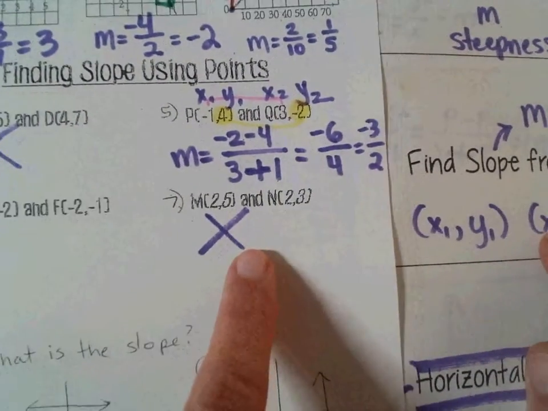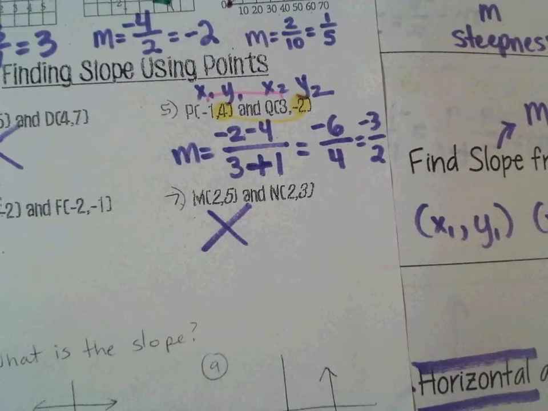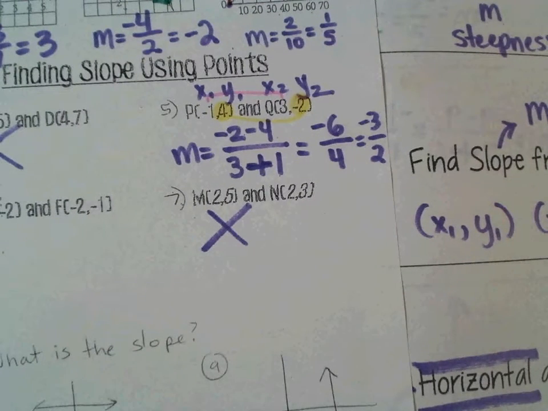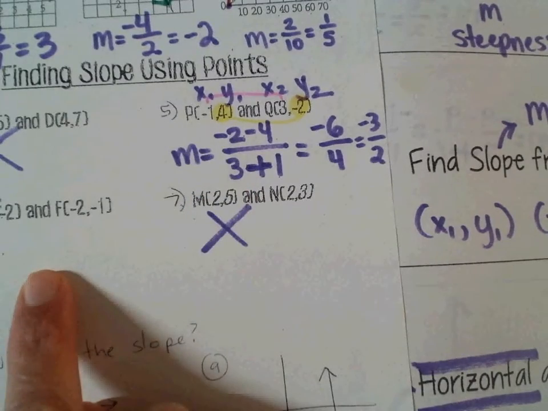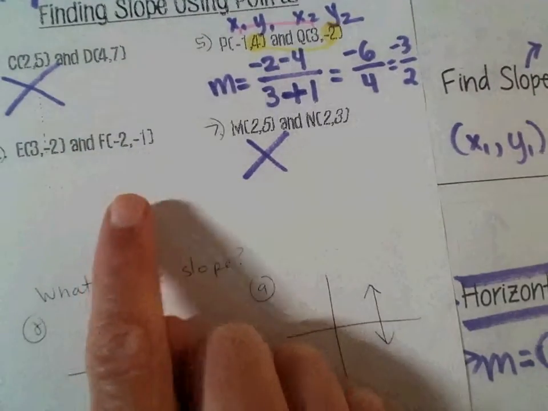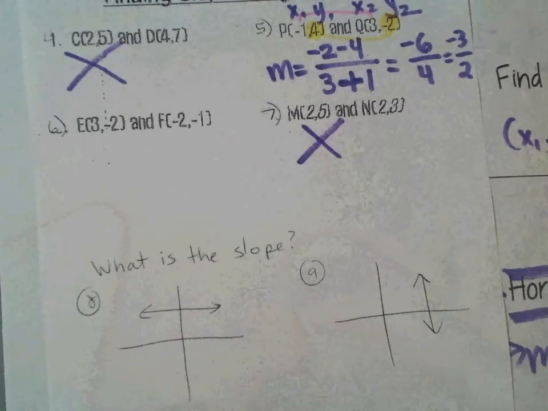So negative 3 halves. So that means if you were going to count this, what does it do? Goes down 3 and over 2. Yeah, okay, or down 1 1/2 and to the right 1. You could look at it that way as well. So negative 3 halves is your answer there. Let's do one more algebraic, and I will show you on Desmos in just a second. So let's do number 6, also algebraic.